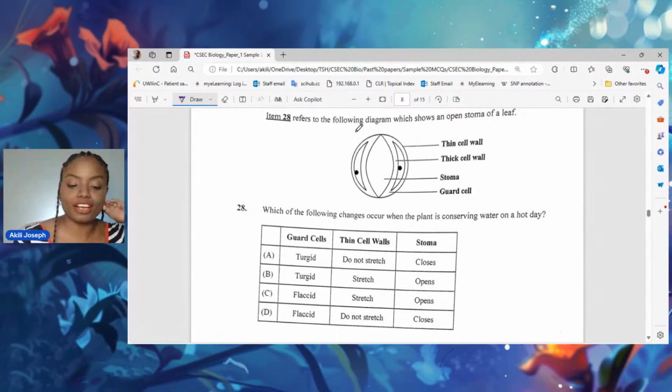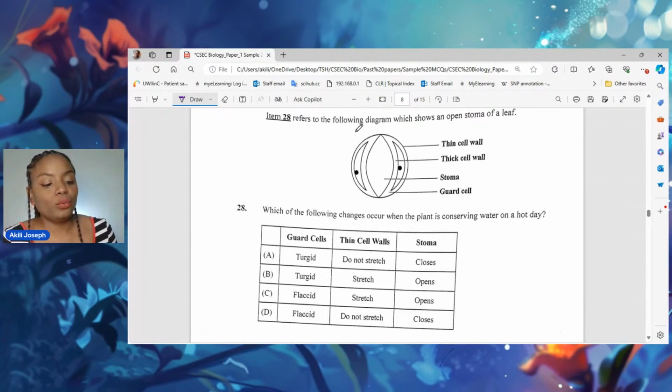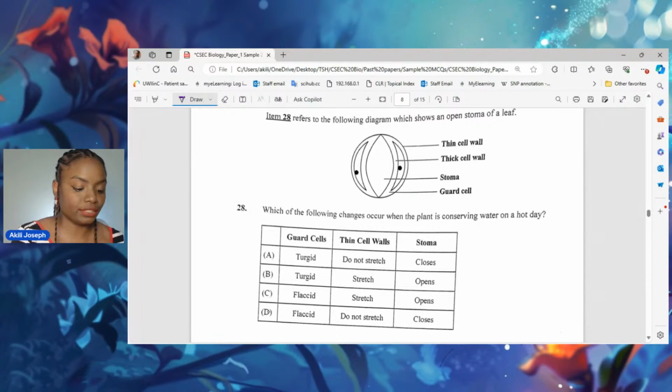Item 28 refers to the following diagram, which shows an open stoma of a leaf. Which of the following changes occur when the plant is conserving water on a hot day? So when the plant is conserving water on a hot day, you want the stoma to close, to prevent transpiration from occurring, to prevent the loss of water vapor. So in order to close the stoma, you want the guard cells to be flaccid. When they're turgid, the walls stretch and open the stoma. So when they're flaccid, again, the plant is under water stress, so it would not have the maximum amount of water. It will be flaccid, so the thin cell walls will not stretch and the stoma will be closed. So it's going to be D.